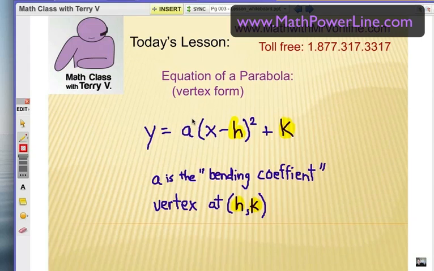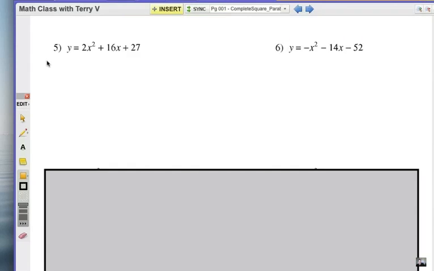All right, let's take a look at two examples to finish this self-quiz. Look at 5 and 6, and I want you to rewrite, by completing the square, these equations in vertex form of a parabola. Go ahead.